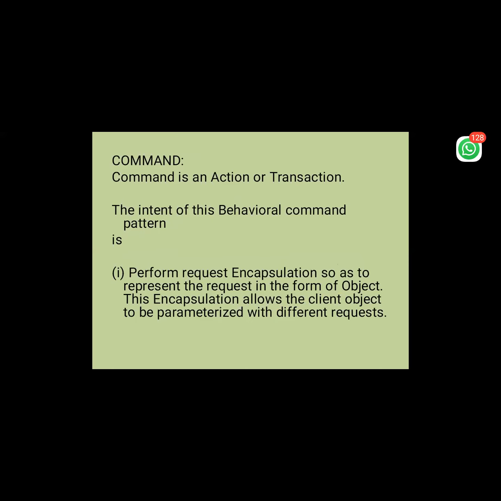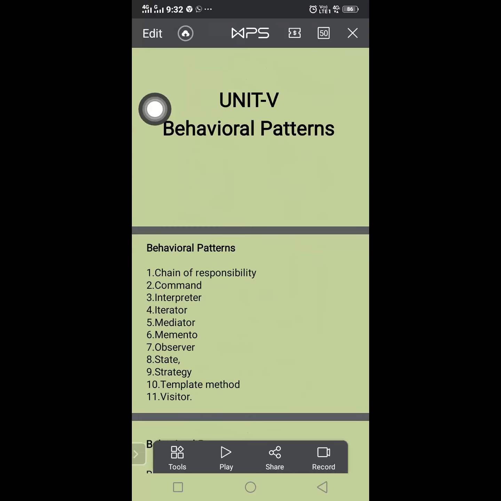Our next topic is command. I hope all of the members are able to understand what the chain of responsibility is. Please give me 1 minute.